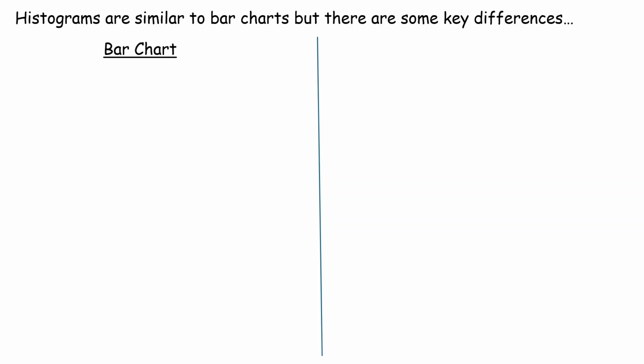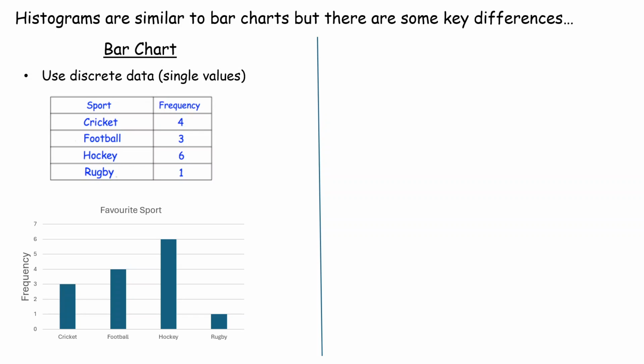Right, so if we look at a bar chart to begin with, hopefully a bar chart is something you've been seeing since probably back in primary school, right? A bar chart looks something like this. Okay, so you've got some different categories here. We've got sports: cricket, football, hockey, and rugby. And we've got some frequencies, which just tell you there are 4 people that play cricket, 3 that do football, and so on and so forth.